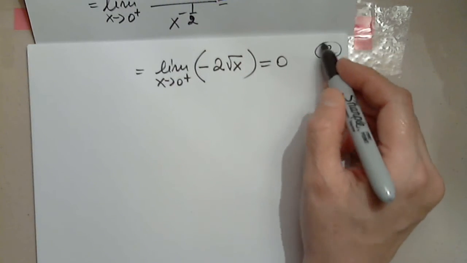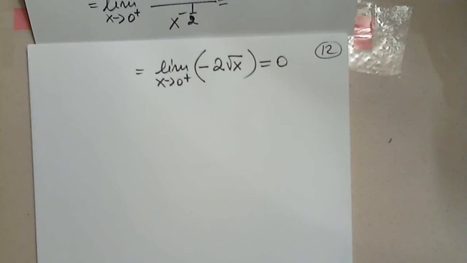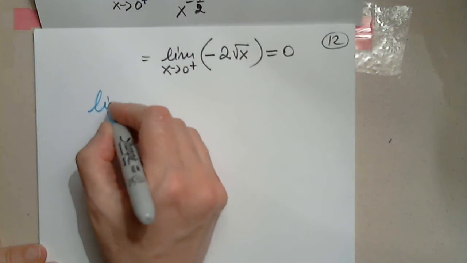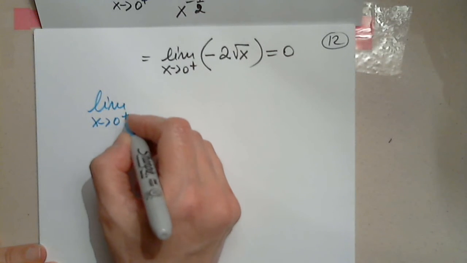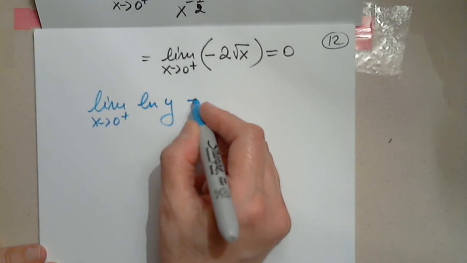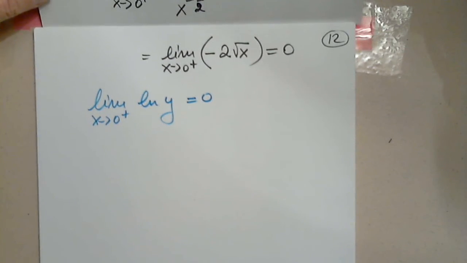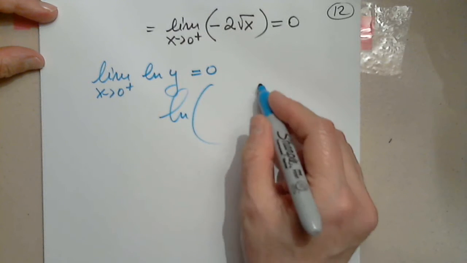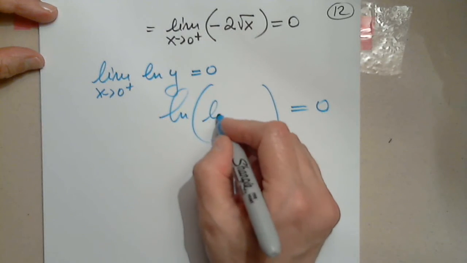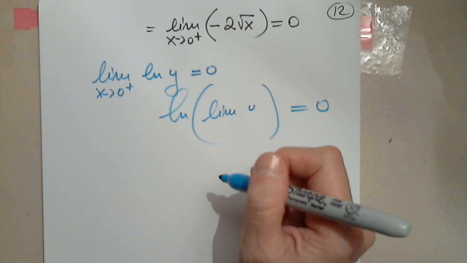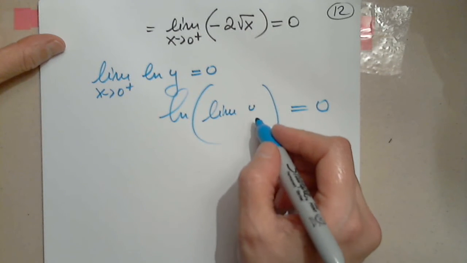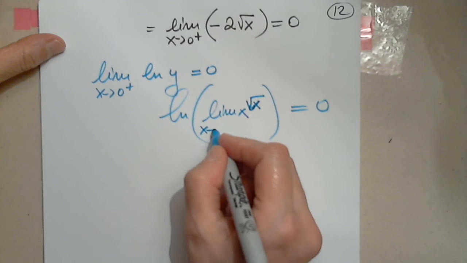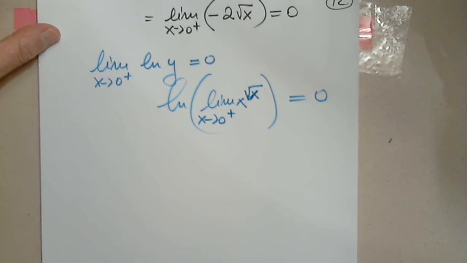It could have become very complicated, but it's quite nice. So I copy the beginning. Limit as x approaches 0 from the right, of natural log y equals 0. At this point, I'm ready to swap the operators. I have natural log. I'm going to put the function in. The function was x raised to the square root of x as x approaches 0 from the right.